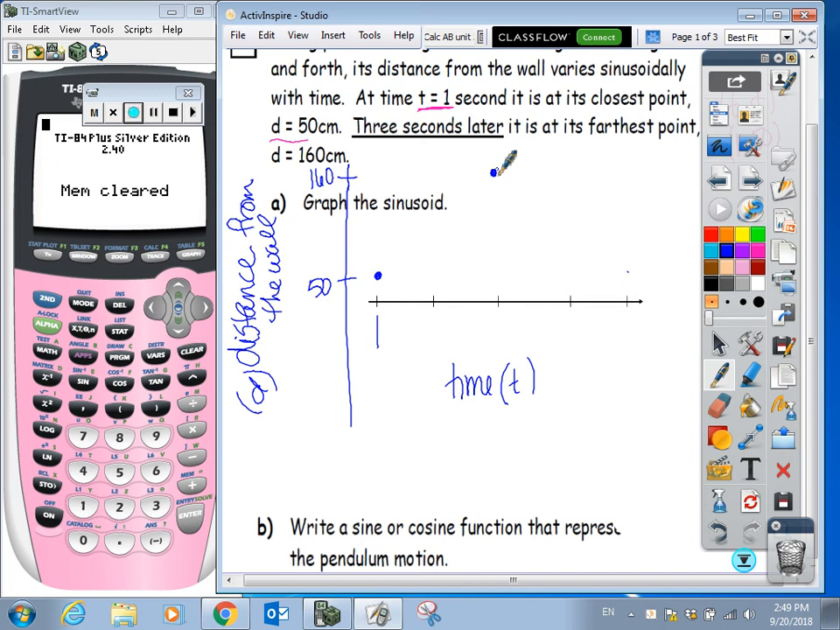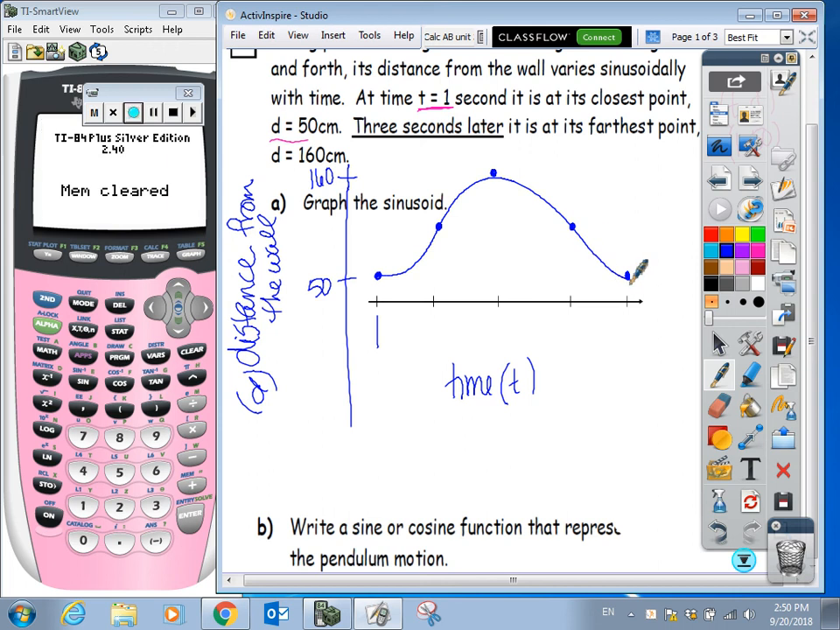Our farthest point away, and if we think about a sinusoid, this is the lowest point. We have low, middle, and high. So if this is low, our next point has to be middle. Our next point has to be high. Then we have to go back to the middle, and then we have to end where we start if we're going to draw one cycle. So we can draw this graph.